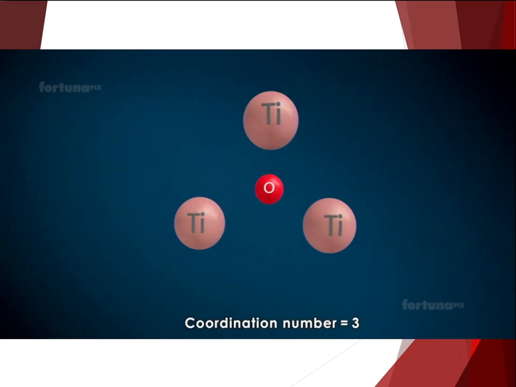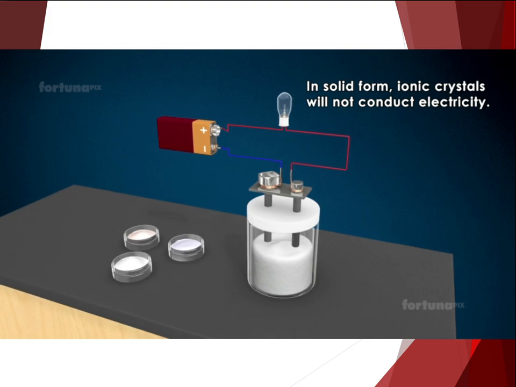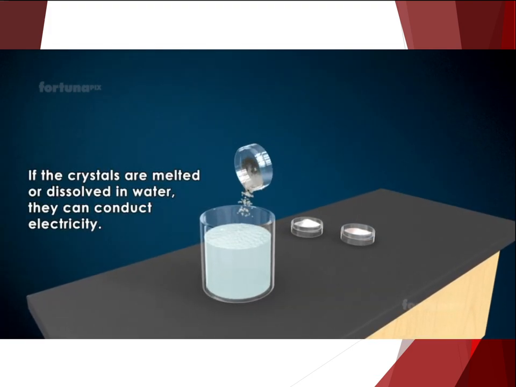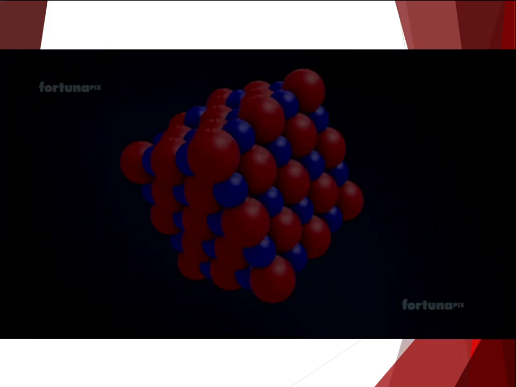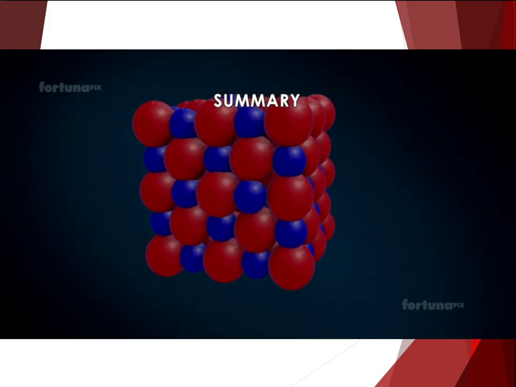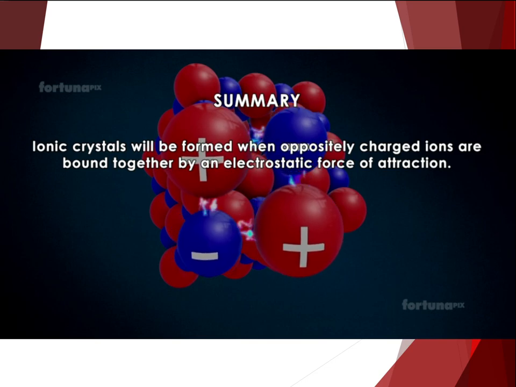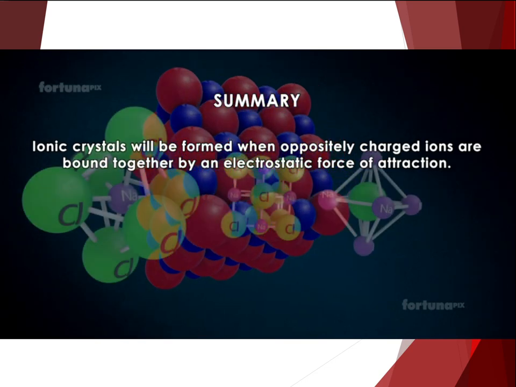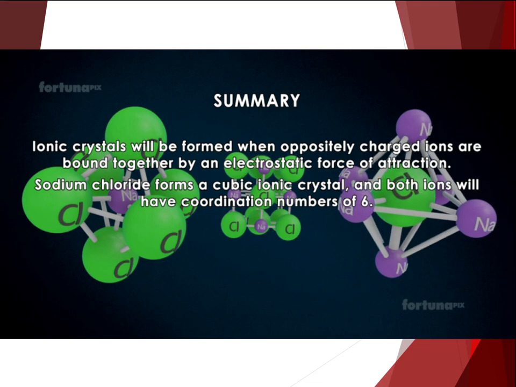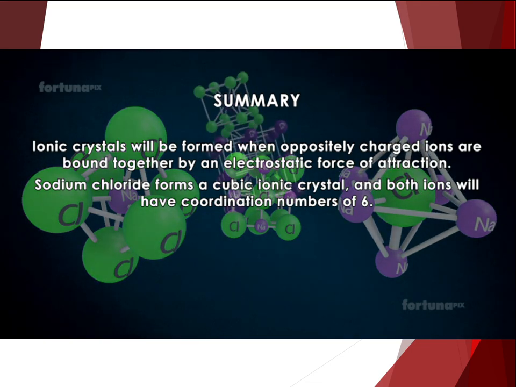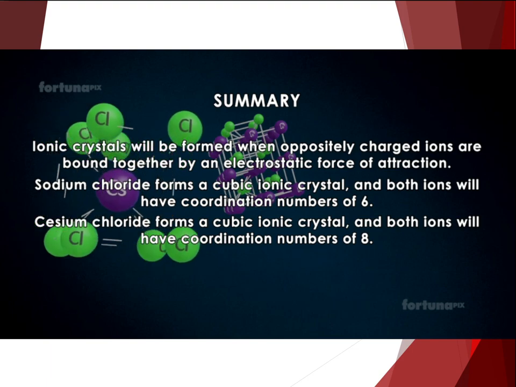When they are in a solid form, ionic crystals will not conduct electricity. However, if the crystals are melted or dissolved in water, they can conduct electricity. Summary: ionic crystals will be formed when oppositely charged ions are bound together by an electrostatic force of attraction. Sodium chloride forms a cubic ionic crystal, and both ions will have coordination numbers of 6. Cesium chloride forms a cubic ionic crystal, and both ions will have coordination numbers of 8.